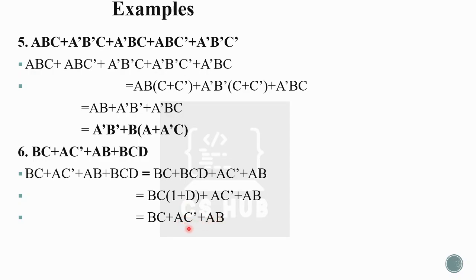Here A is there, right? We can take that A outside, or for these two terms, we can take B outside. So B into C plus A, plus AC bar. For this expression also we get two answers. When we take B outside, we get one answer, and when we take this A outside, we get another answer, and both are correct.